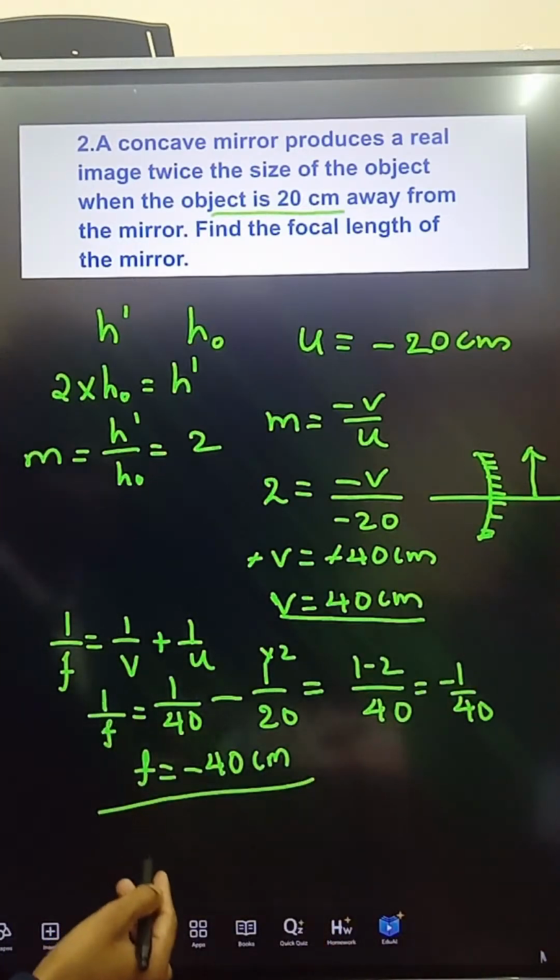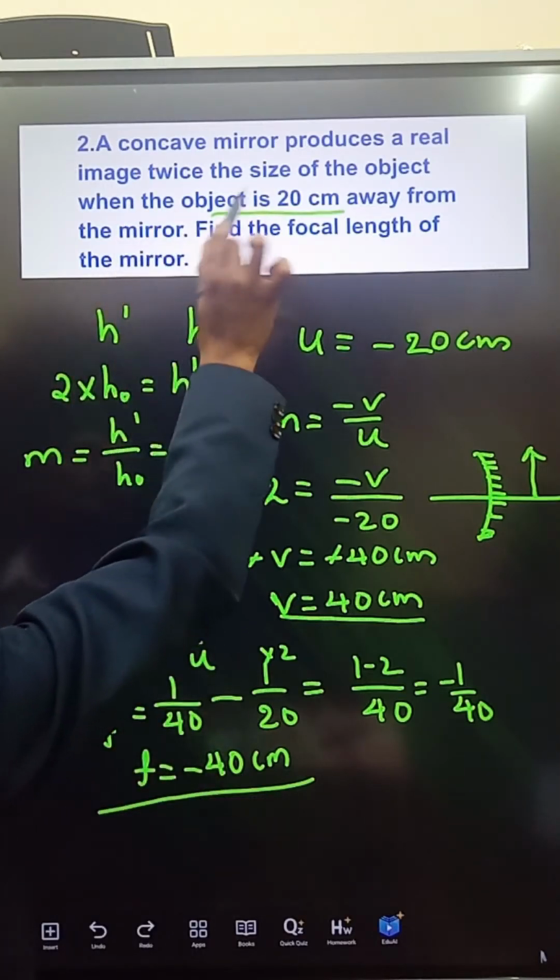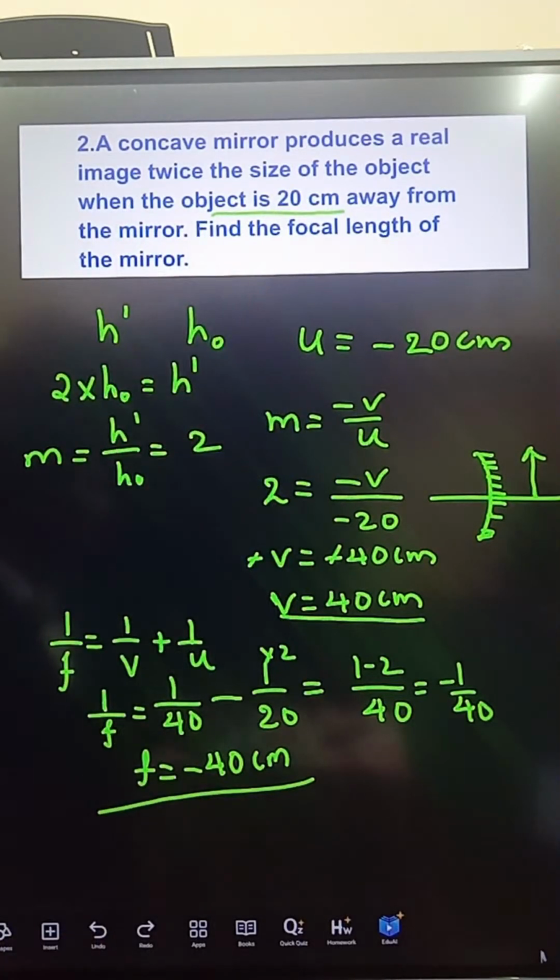If you want to understand whether it is right or wrong, here what they are saying, image twice the size of the object. They are saying image will be bigger than the object two times, that they are saying. So what is happening here? When the object is 20 centimeter away from the mirror, find the focal length. Focal length we already found out here.